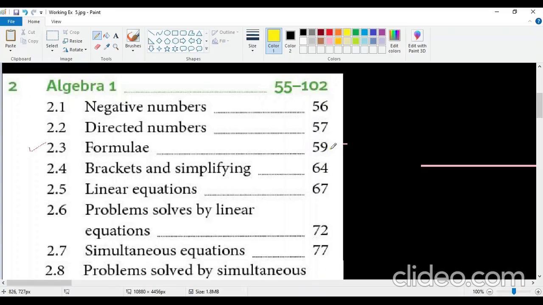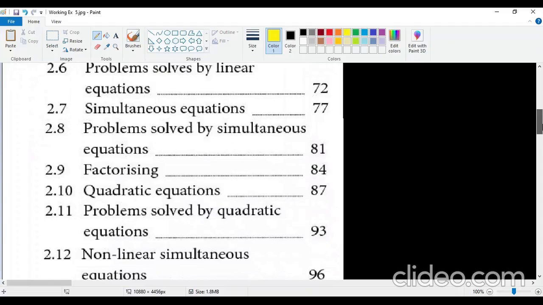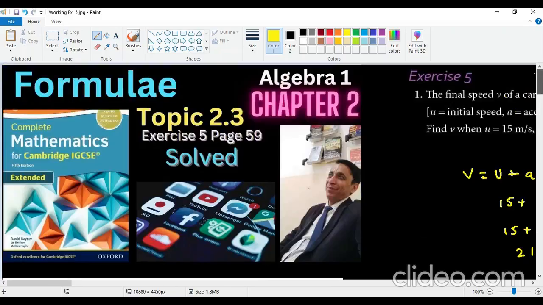First of all, it's going to be formulae, and then brackets and simplification, then linear equations, problem solving by linear equations, and then comes simultaneous equations and problem solving by simultaneous equations. Then comes factorization, quadratic equations, and problem solving by quadratic equations. Here, real life problems are going to be solved, which are available in the book also. Then comes 2.12, nonlinear simultaneous equations. Then comes revision exercise 2a, and then 2b, as we have done in chapter 5. 5a was taken from the revision, and 2b was examination style questions from the past papers.